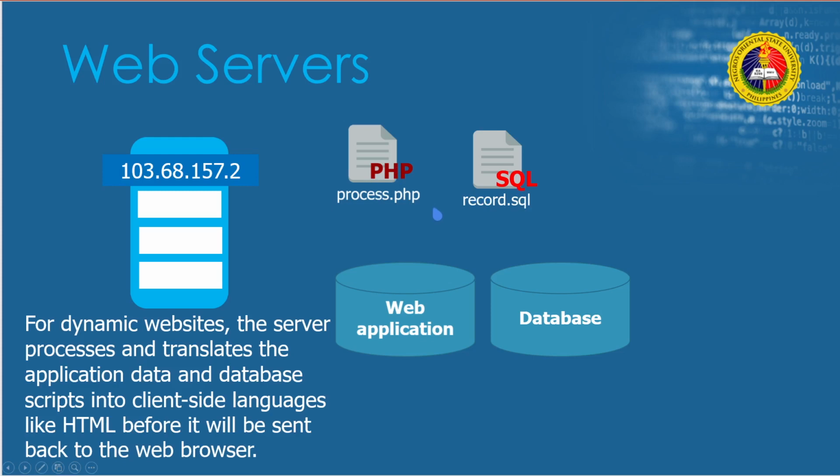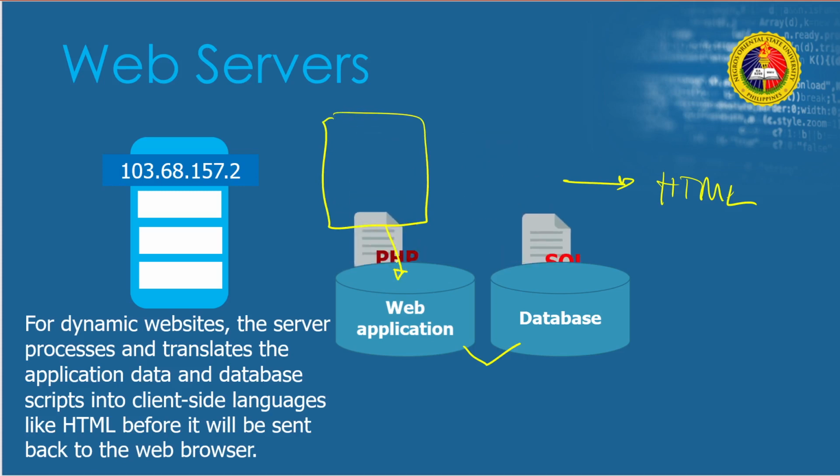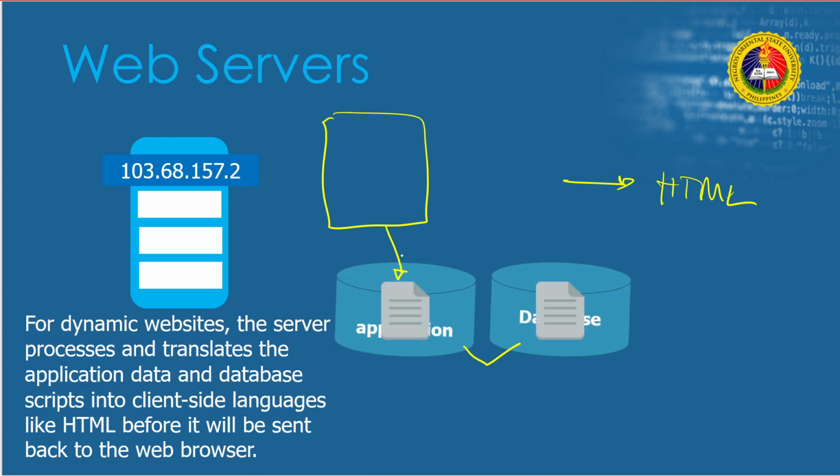The web server will translate those into HTML, and then send it back to the client so that our client or web browser will be able to read it. So, basically, it uses a web application and database to process the request and convert these files. So a web application, for example, for PHP. A web server picks a web application so that it will be able to convert into HTML, the database and the scripts converted into HTML.